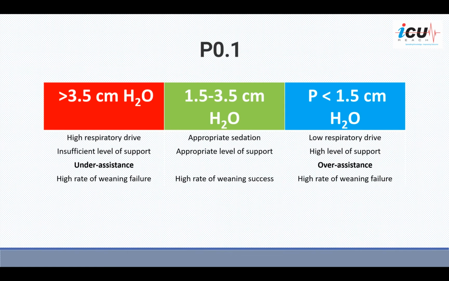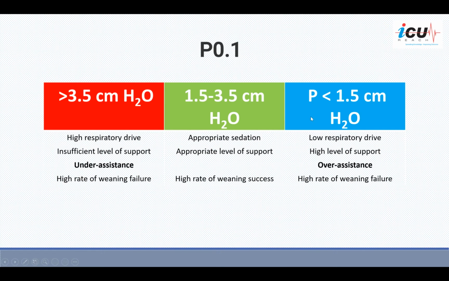And that takes me to the normal values of P0.1. In patients on the ventilator, we like to see P0.1 in the range of 1.5 to 3.5 centimeter of water. This would indicate that you have appropriate sedation and appropriate level of support. If the patient is doing an SBT trial, this would be associated with a higher rate of weaning success.